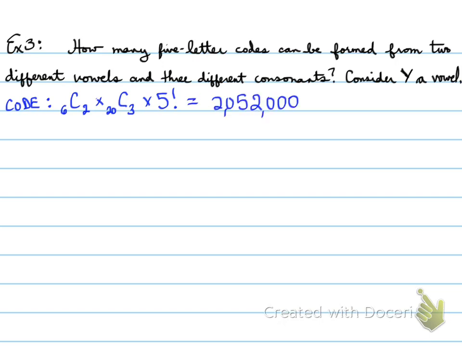Oh, before I forget, here's your answer, folks. 2,052,000. That's how many different codes can be combined with the 2 different vowels and 3 different consonants.